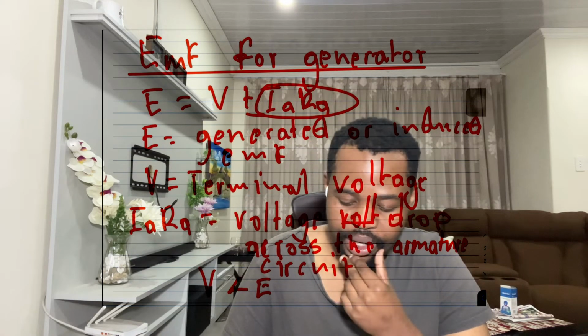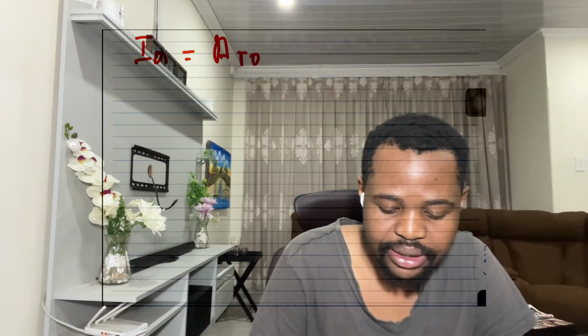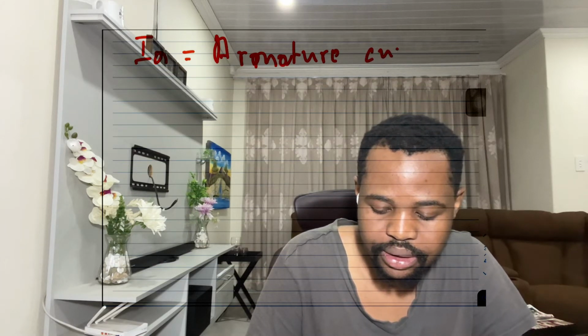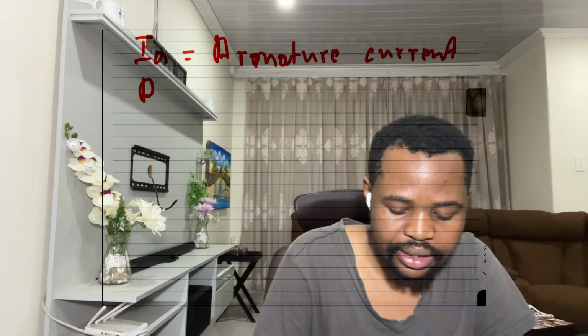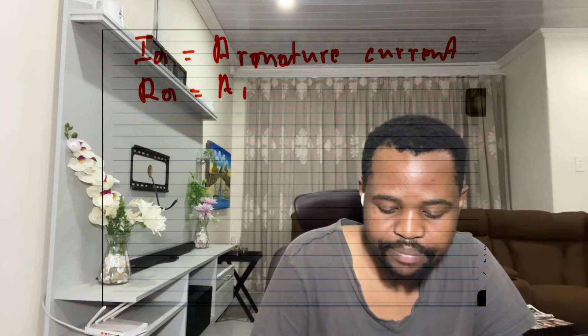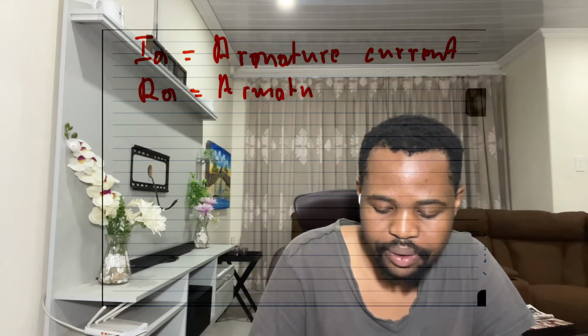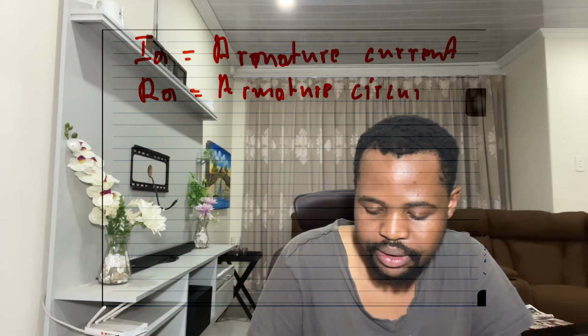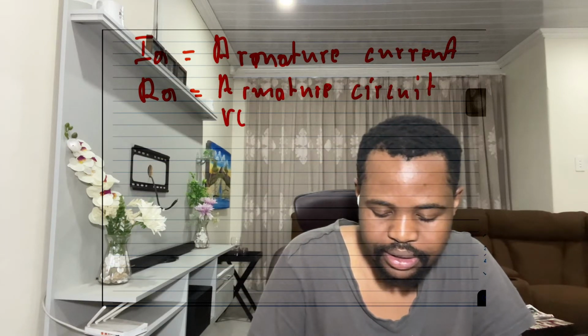Okay, we know IA is the armature current, then RA is the armature circuit resistance.